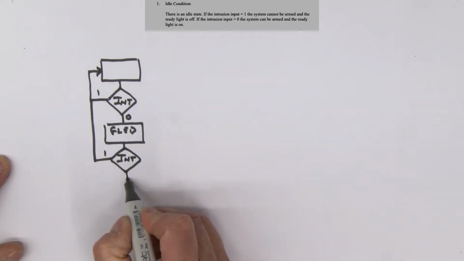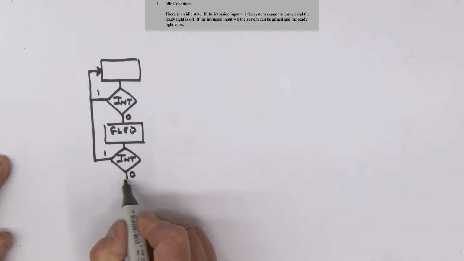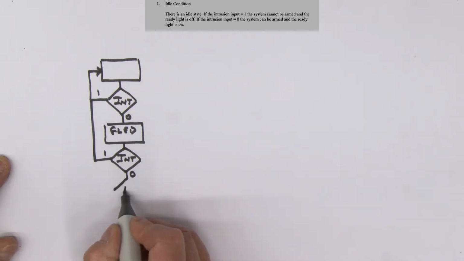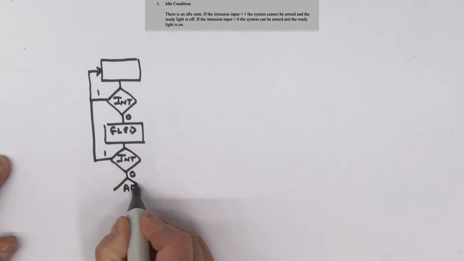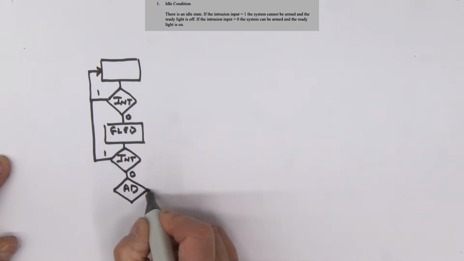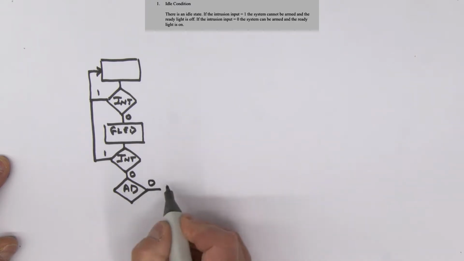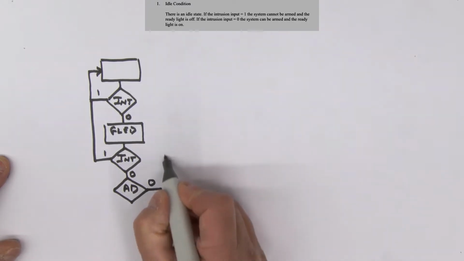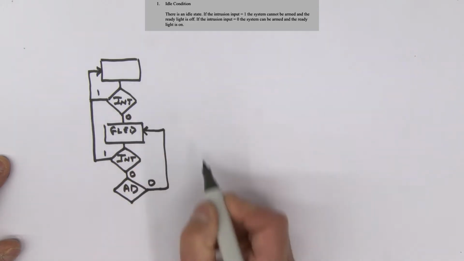Now, if the intrusion is a 0, then we can look at the input coming from the arm disarm switch. So here it is. Now, if this is 0, that means we're not arming the system, then we're simply going to stay in this particular state.